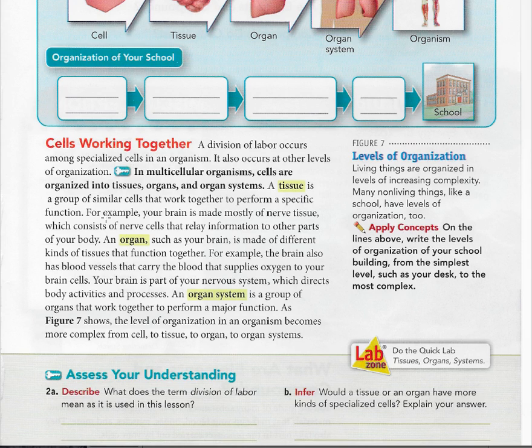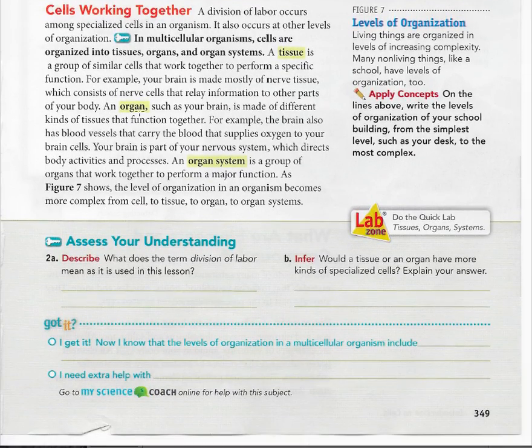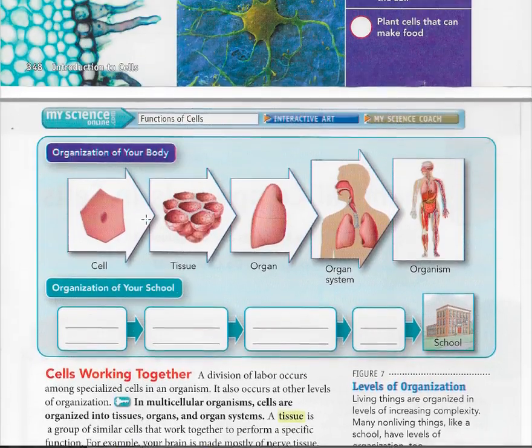For example, your brain is made mostly of nerve tissue, which consists of nerve cells that relay information to other parts of your body. An organ, such as your brain, is made of different kinds of tissues that function together. For example, the brain also has blood vessels that carry the blood that supplies oxygen to your brain cells. Your brain is part of your nervous system, which directs body activities and processes. An organ system is a group of organs that work together to perform a major function. As Figure 7 shows, the level of organization in an organism becomes more complex from cell to tissue to organ system. That is all stuff that we talked about in the last unit.